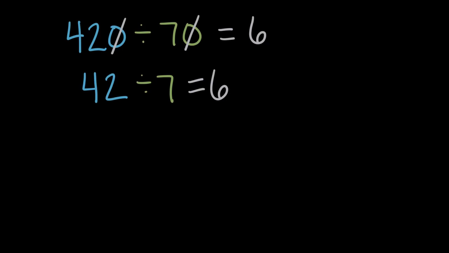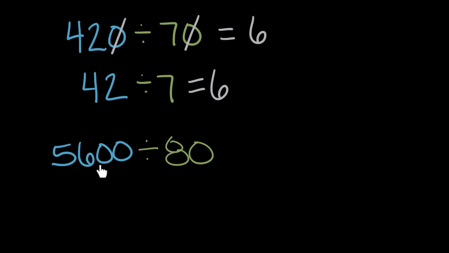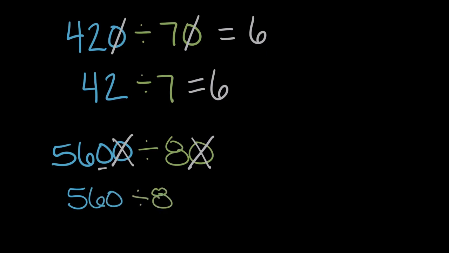And here's one last one. What if we had 5,600 divided by 80? The first thing I notice is I have zeros at the end of both of my whole numbers. If I cancel out one, I can cancel out one on the other side. I can't cancel both of them. Over here, there were 2. Canceling, we have to cancel the same amount of zeros on both sides. And now we end up with 560 divided by 8. This leaves us with a new division problem that's still a little bit tricky, but easier than dividing by 80.